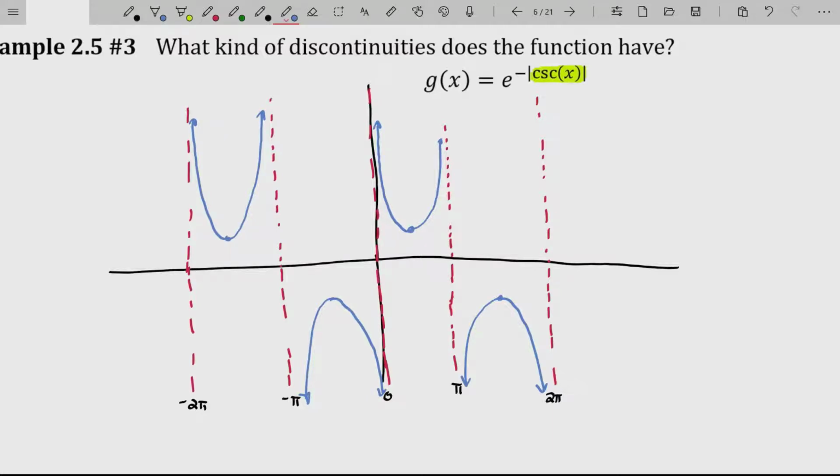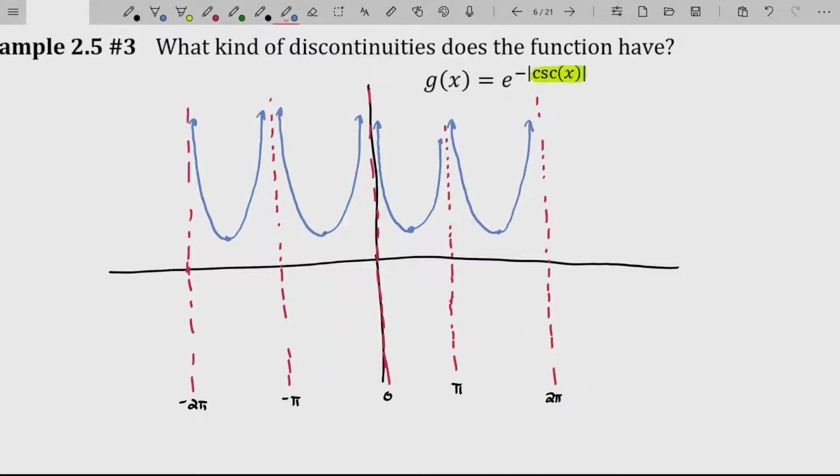Now I'm going to apply the absolute value to that. The absolute value, this is from pre-cal, takes all the y values that were below the x-axis and flips them up to above the x-axis. So it does this. And by the way, it goes on forever in both directions. I'm just not drawing that. So this is the absolute value of the cosecant.